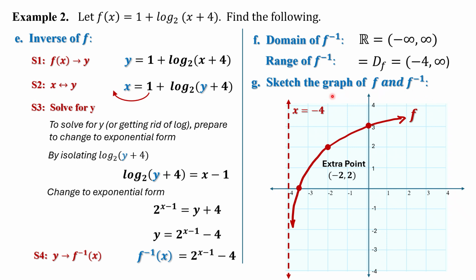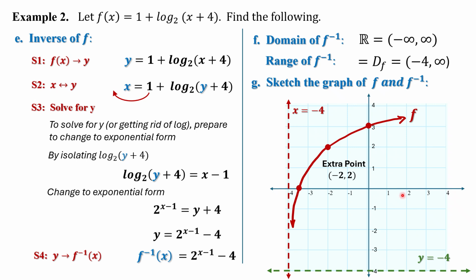And now, to sketch the graph of the f inverse, as we know, f inverse is symmetric with respect to y equals x. So meaning we have to reflect this graph along this line. Or what we can do is get the inverse of this vertical asymptote, which is a horizontal asymptote. If the vertical asymptote of the given function is x equals -4, then its inverse is y equals -4, and its graph is a horizontal line.